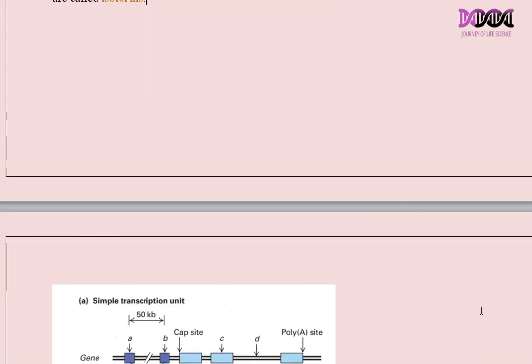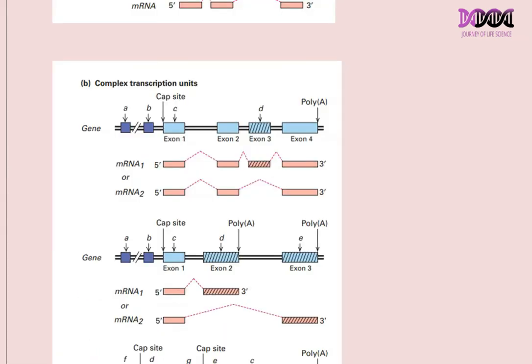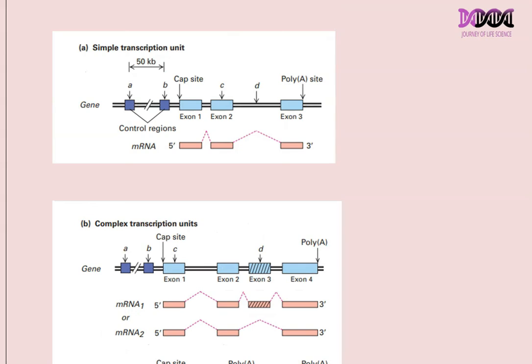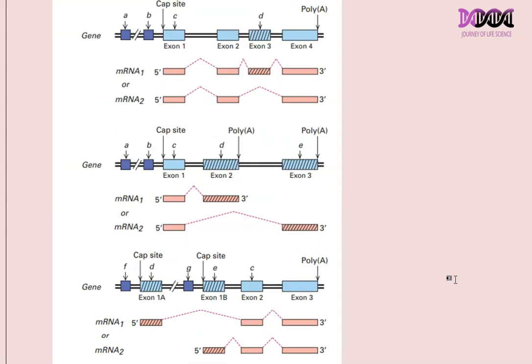So in complex transcription units, it is just an alternative splicing mechanism. With the help of alternative splicing, it achieves different types of amino acid sequences, and reducing the unnecessary sequence can also reduce the energy utilization. If you see the simple transcription unit, there is a cap site and a poly A site, and the mRNA is transcribed directly. The black lines in these genes are the intron sequences that are usually removed during splicing. So this is about simple and complex transcription units.